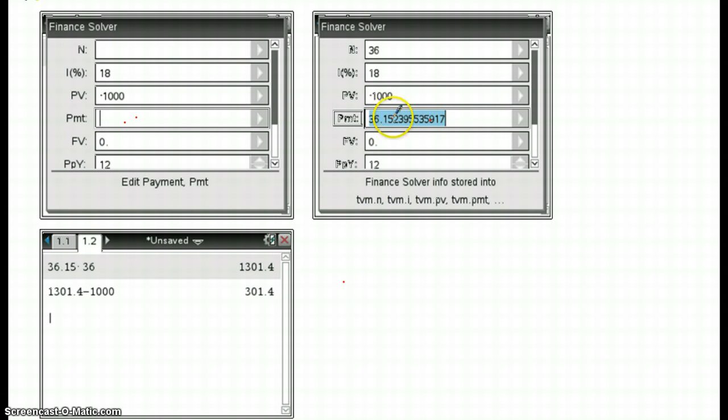This is money, guys. Money rounds to the hundredth place. So if this was a number, this 2 is less than 5, so we just drop all these numbers off and keep it at $36.15.